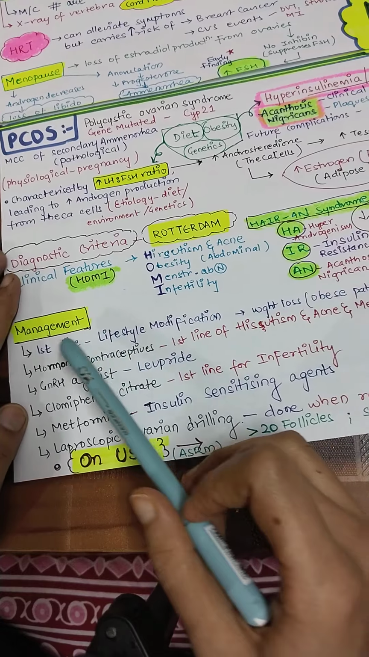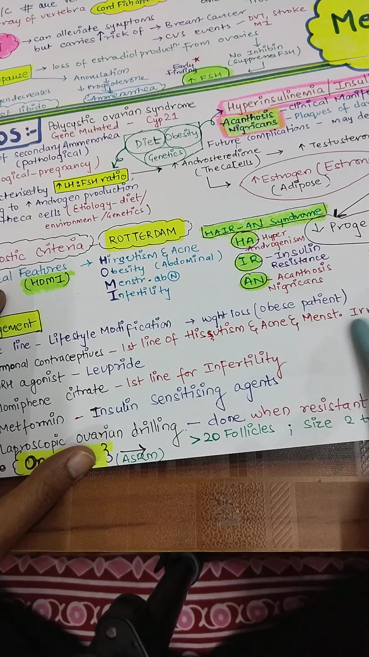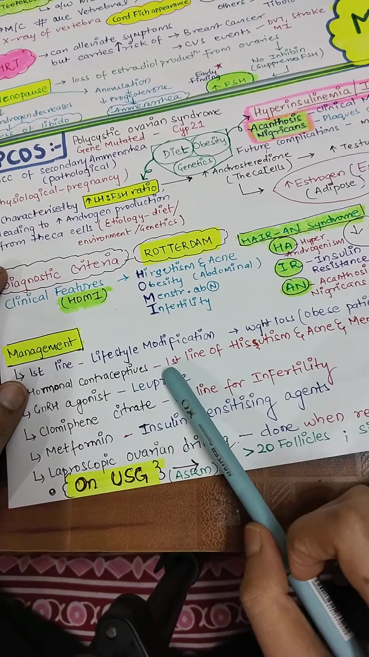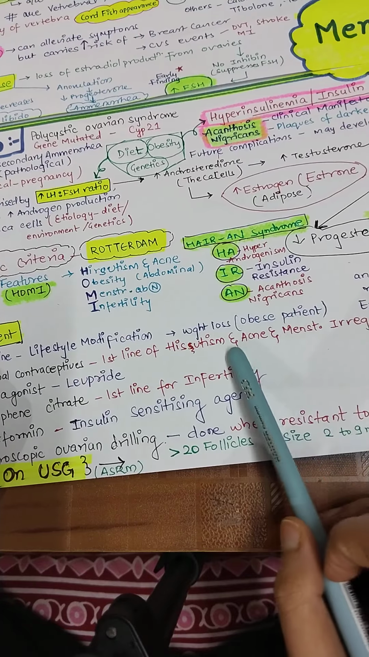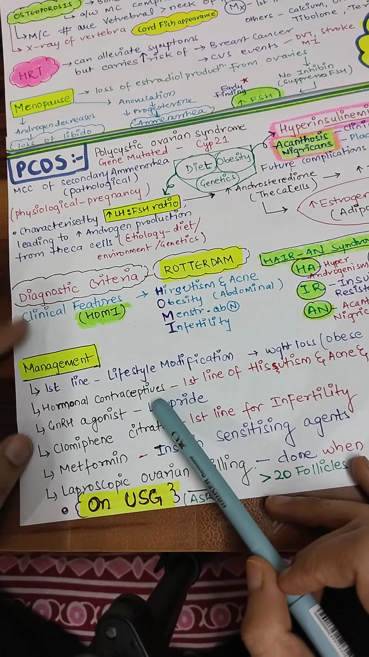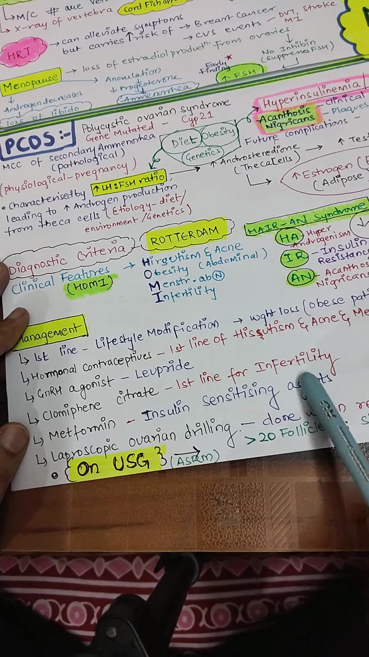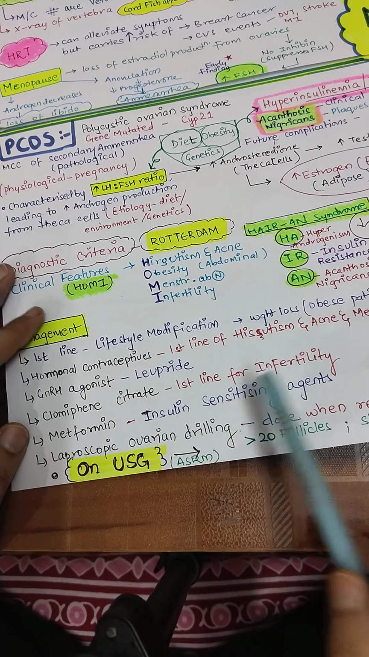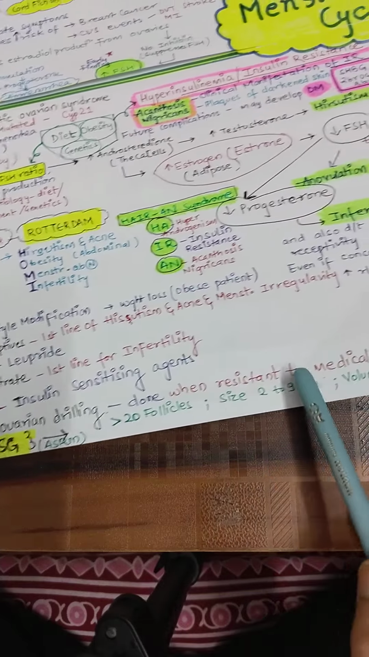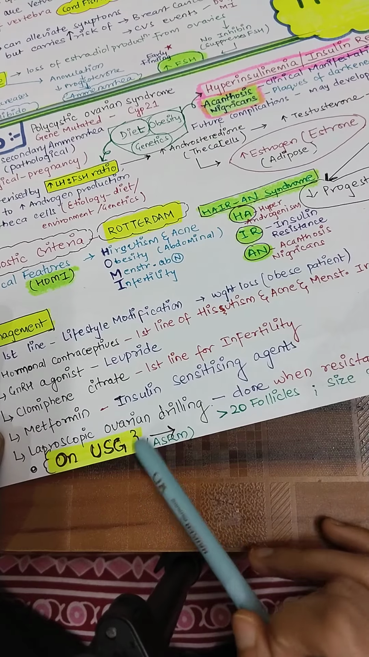Now, the management. First line is lifestyle modification, that is weight loss for obese patients, reducing smoking, and reducing junk food and fried foods. Hormonal contraceptives are first line for hirsutism, acne, and menstrual irregularity. GnRH agonist, Lupron. Clomiphene citrate is first line for infertility. Metformin, insulin sensitizing agents. Laparoscopic ovarian drilling is done when resistant to medical therapy.